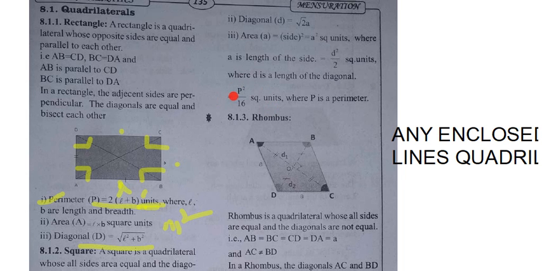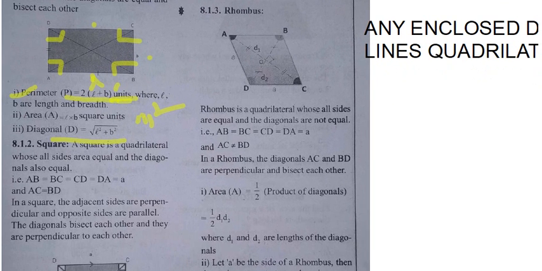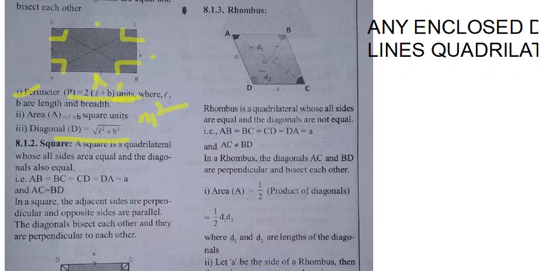Okay, and coming to the rhombus. What is a rhombus? A rhombus is a quadrilateral, because it is an enclosed diagram with four sides, whose all sides are equal. In a rhombus all sides are equal, guys, and diagonals are not equal. What is the difference between a rhombus and a square? In a square, 4 sides are equal and the diagonals are also equal. But in a rhombus, diagonals are not equal. That is a major difference.